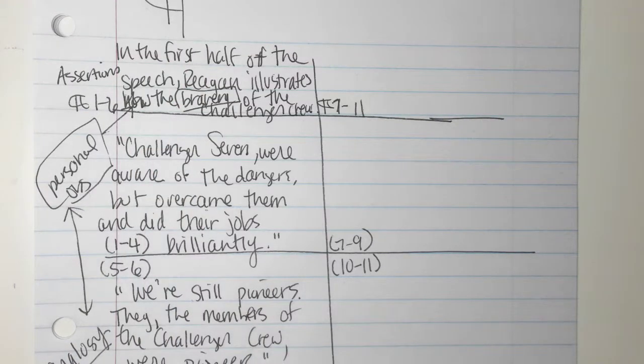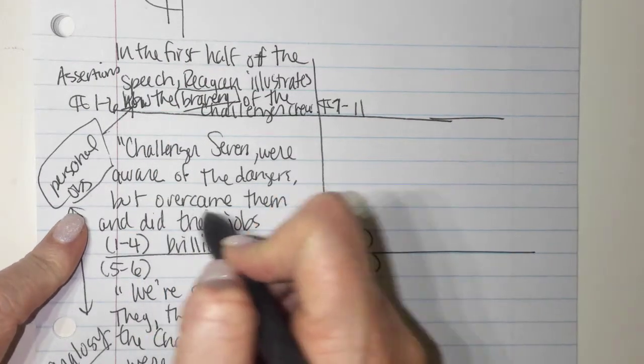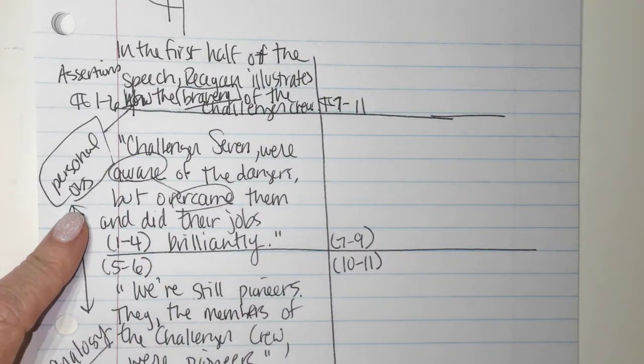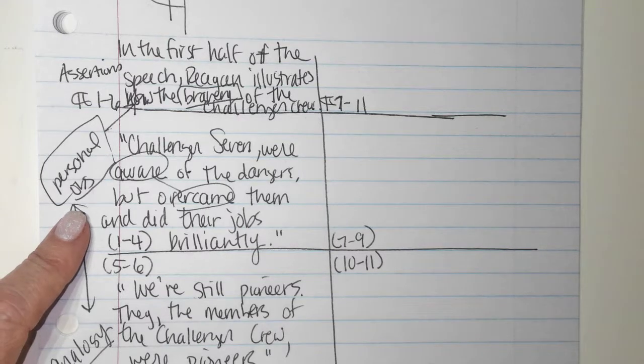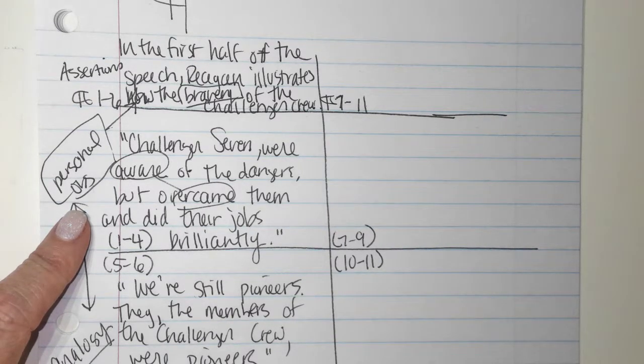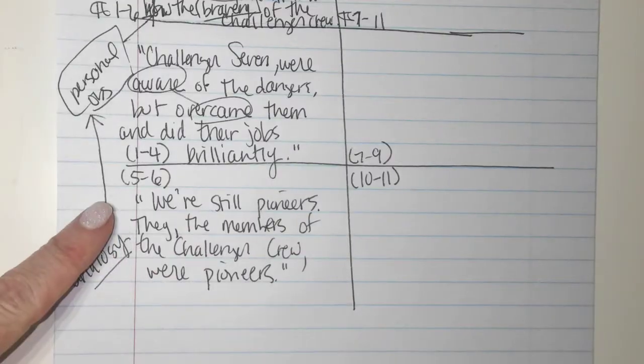What in the language showed us, right? This idea that they are aware but overcame. Those 2 things to me stand out, right? It was a conscious choice, just like with the Gillette commercial, it was a conscious choice that they had to make. You with me? Okay. We're still pioneers.